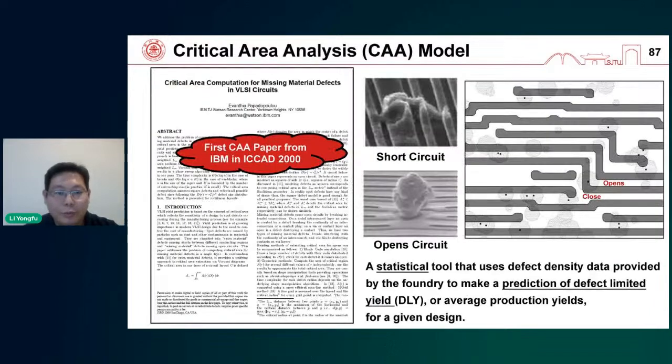CAA was one of the earliest works, built by my colleagues from their IBM work in 2000 at ICCAD. Later on, it took close to 10 years before it became a real product in the EDA space. That's why I encourage the EDA community to work closely with the foundries and design houses to identify their problems and see how we can develop new models and tools for them to address their issues. Subsequently, all these good works will gradually be adopted by the industry.